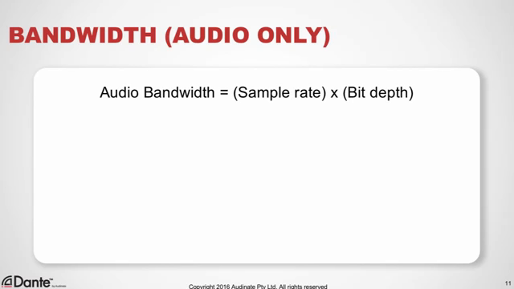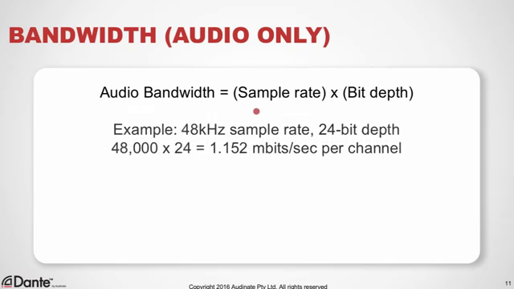Bandwidth is easily described for one channel of audio. It's simply the sample rate times the bit depth. So let's see how some common values stack up. For a common Pro setup of 48 kHz and 24-bit depth, we get a value of 1.152 megabits per second.